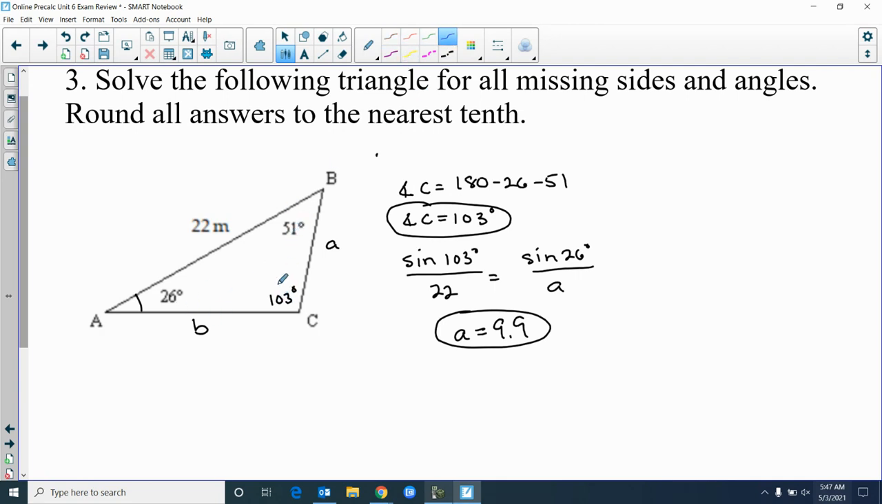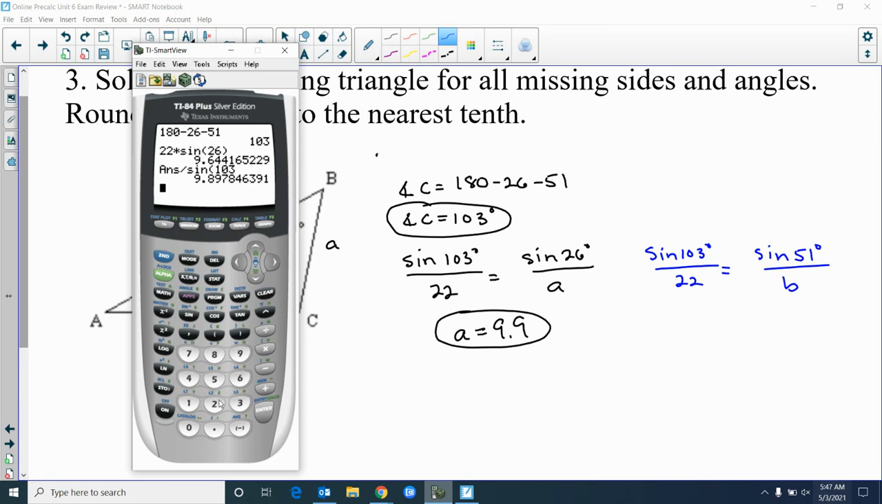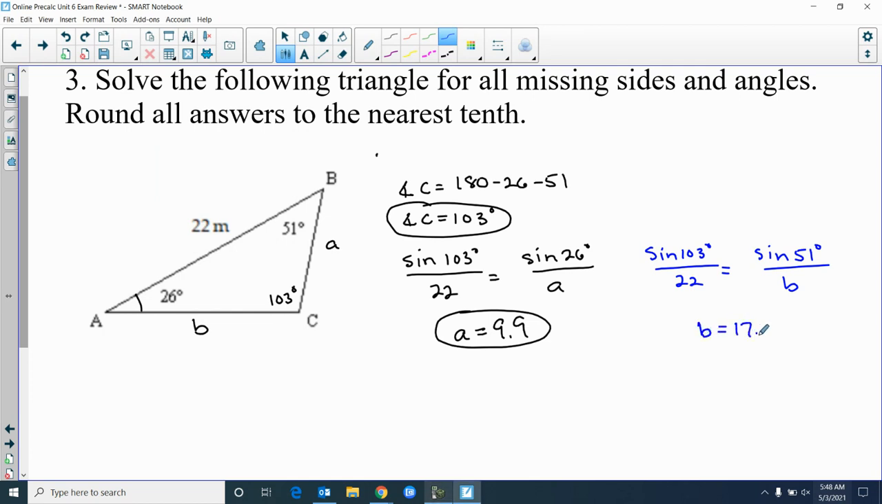I'm going to stick with the 103 and the 22. Sine of 103 degrees over 22 equals sine of 51 degrees over B. So same thing here, 22 times sine of 51. And there's no reason you can't put this all in your calculator at the same time. I just prefer to do it a little bit step by step, but if you just put it all in, it will be fine. And then we get 17.5 when I round off. So B equals 17.5.